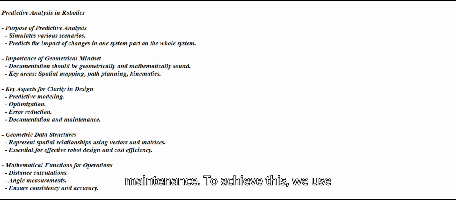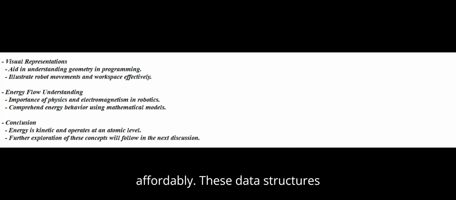To achieve this, we use geometric data structures that represent spatial relationships. Familiarity with data and software engineering concepts is essential for making effective robots affordably. These data structures represent spatial relationships in the form of vectors and matrices, facilitating calculations and transformations. We also implement mathematical functions for common geometric operations like distance calculations and angle measurements to maintain consistency and accuracy. Creating visual representations is crucial for effective programming, as it helps illustrate the geometry involved in the robot's movements or workspace.